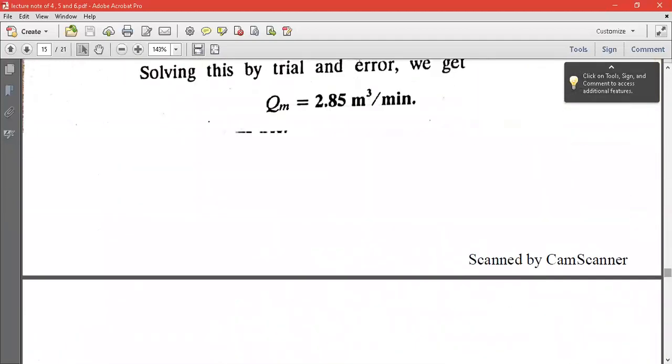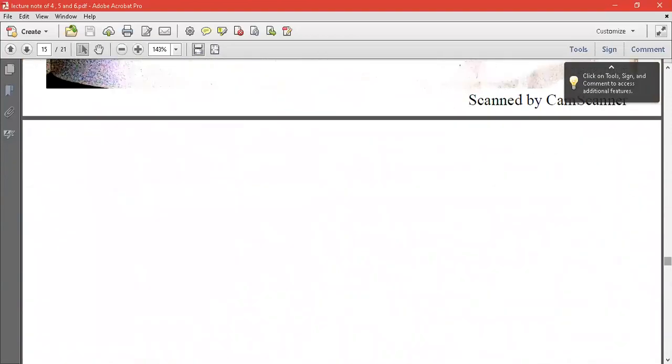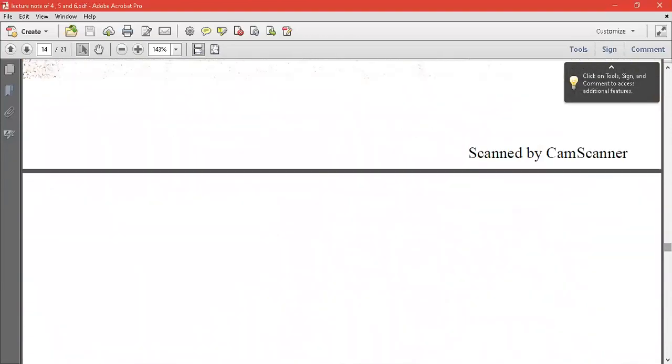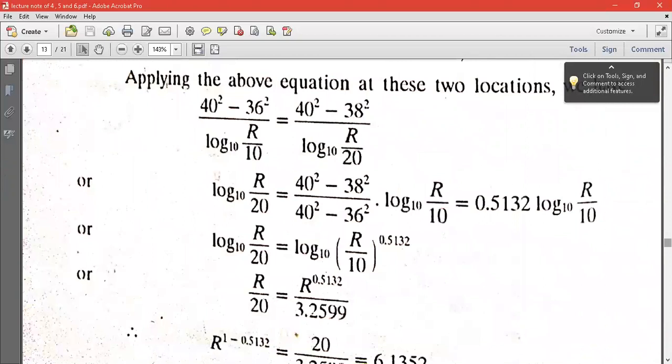So I have already shown you typical numerical sums on the well system, whether it is an unconfined aquifer or a confined aquifer. Open well two-test systems I have also described, the recuperation test as well as the constant head pumping test.